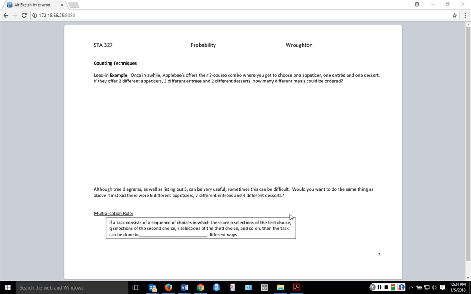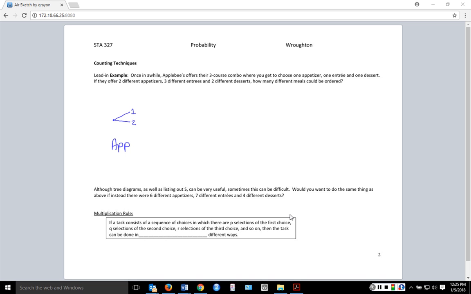So we're going to have a lead-in example here. We're looking at Applebee's offering their 3-course combo, which generally means you get to choose 1 appetizer, 1 entree, and 1 dessert. Let's suppose they offer 2 different appetizers, 3 different entrees, and 2 different desserts. How many different meals could be ordered? So what I'm going to start with is our appetizer. For my appetizer, I could choose appetizer number 1 or appetizer number 2.